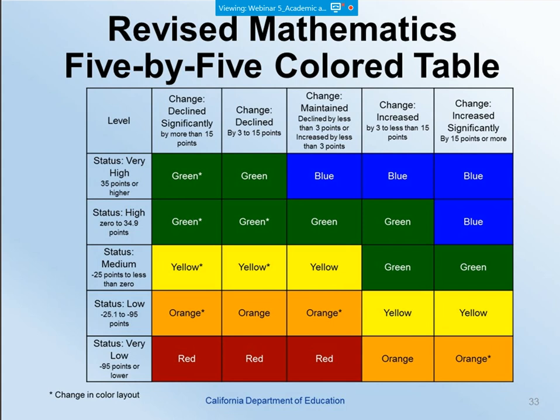And then here's the 5x5 for mathematics. Again, you can see the change scores are here. The change scores for ELA and math are now the same. They're no different. And you can see here that we made a change to the high status and to the medium status for the cut scores. And again, here we only have two colors per row.